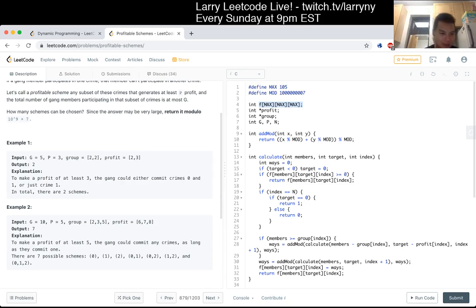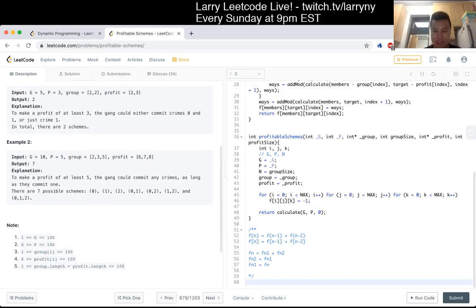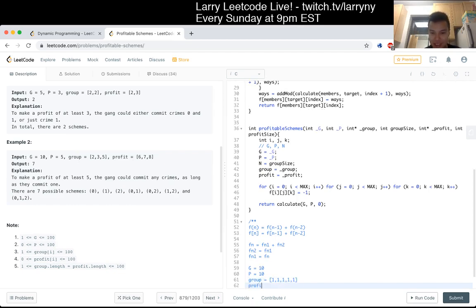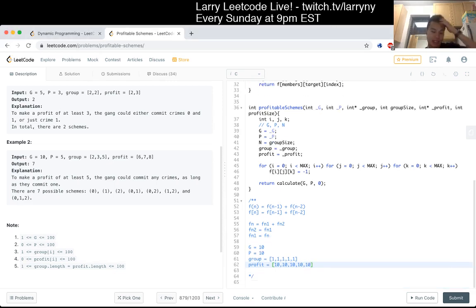What I mean is, let me see if I have a better example. Okay, so let's say for this particular problem, your G is equal to 10, your P is equal to 10. You have some group, it doesn't really matter in this case, let's just say 5 ones, and then the profits are all 10, say, right? So let's say this is the example case.